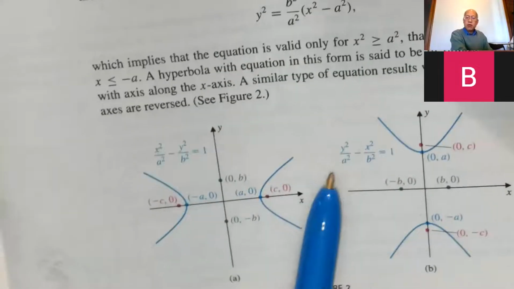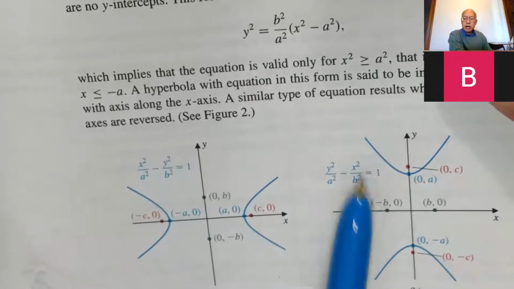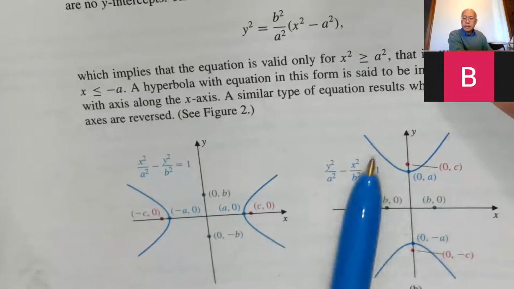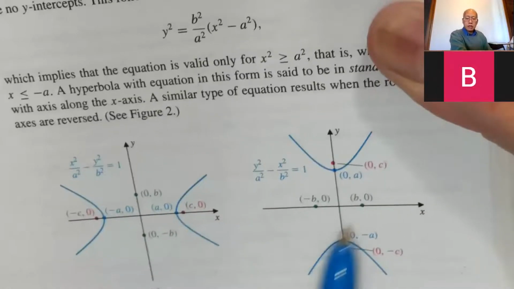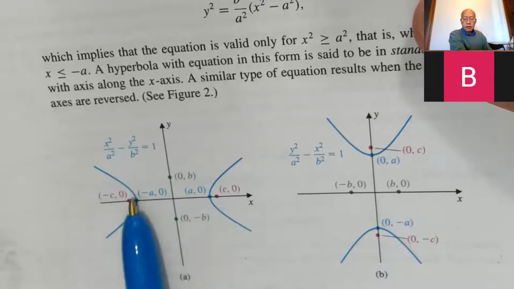So we will have occasion to have y squared coming first. So y squared over a squared minus x squared over b squared equals 1 is going to be a hyperbola which opens up and down. So definitely put this on your cheat sheet. But there's more. I'm going to make you draw a box, and I'll show you how to make that box.